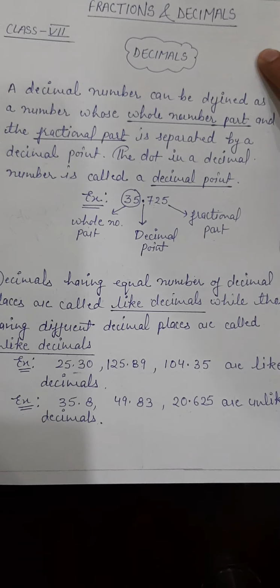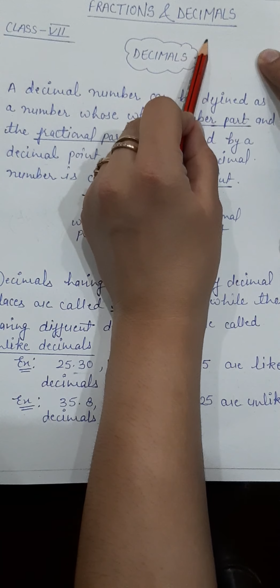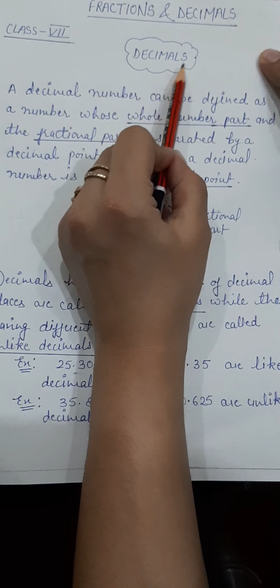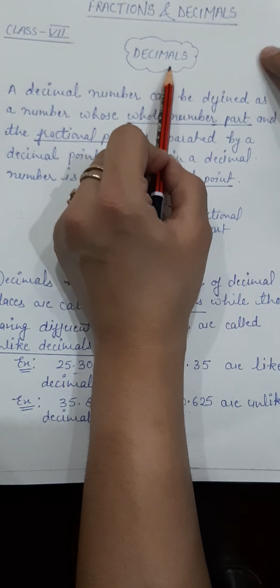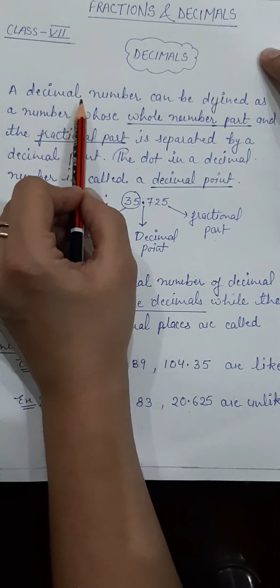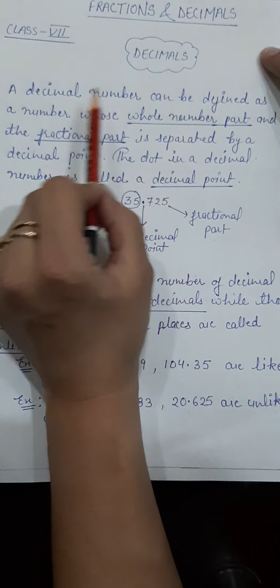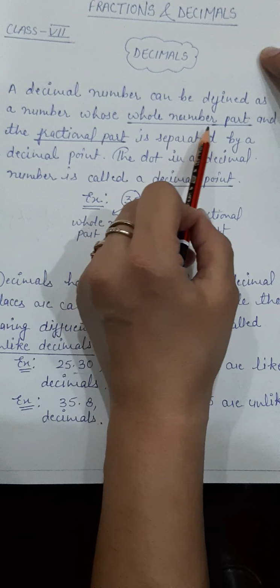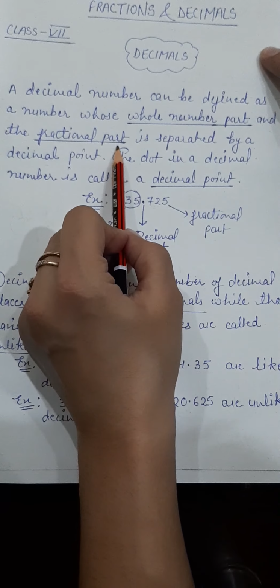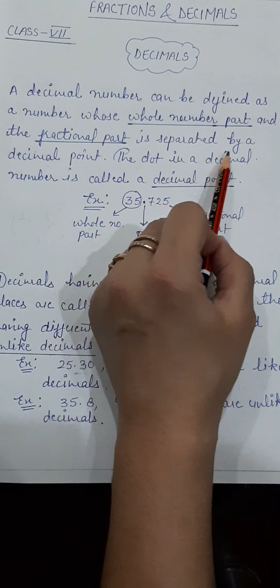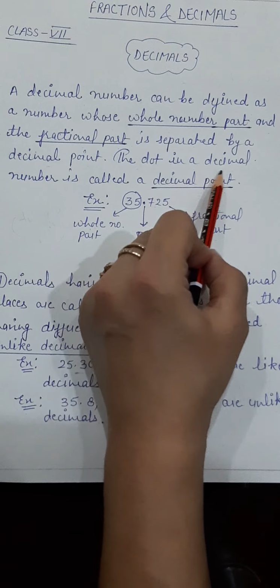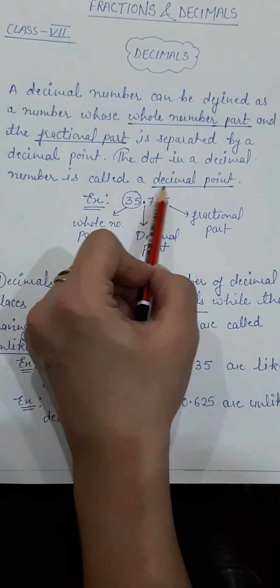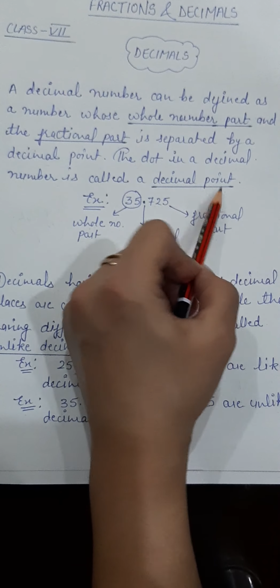Come to the topic. Same chapter, fractions and decimals. The topic is decimals that you have done in your previous class also. Clear? So let's do a recapitulation first. A decimal number can be defined as a number whose whole number part and fractional part are separated by a decimal point. The dot in a decimal number is called a decimal point.